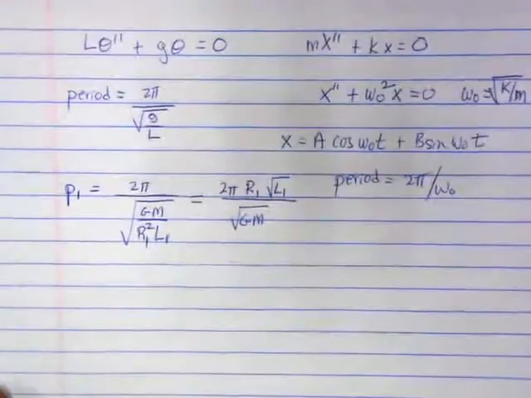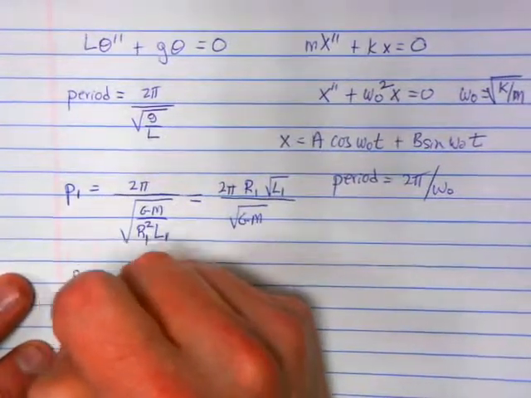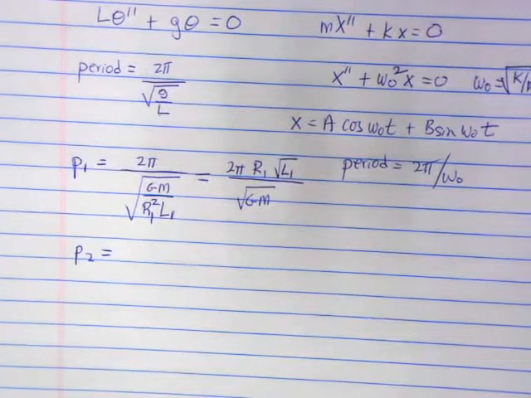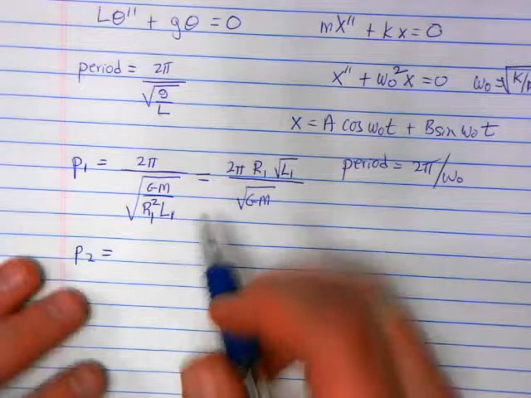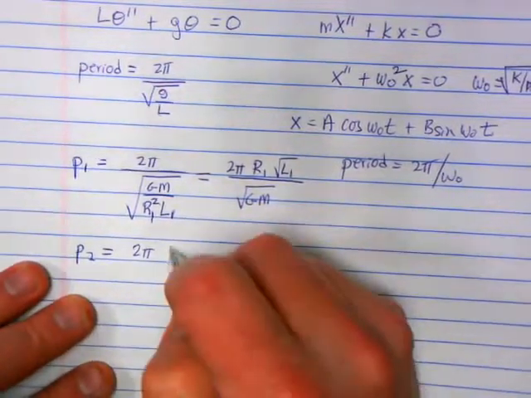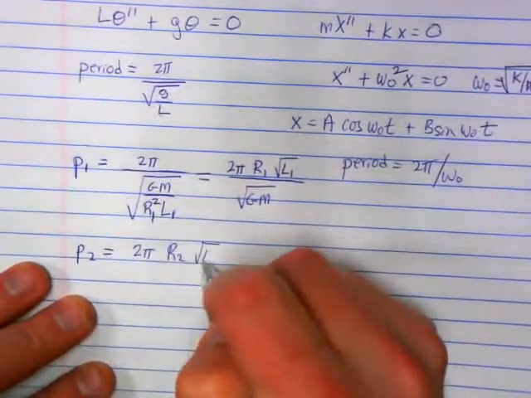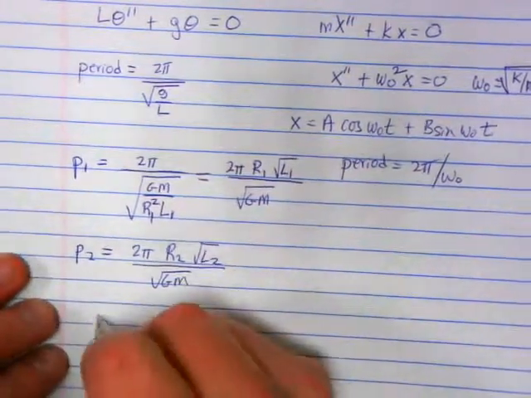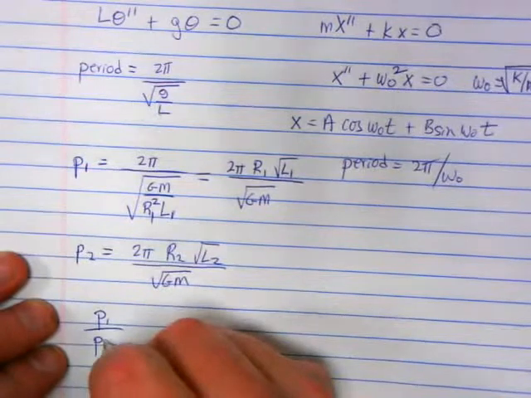All right. By the exact same reasoning, what's P2 going to be? Same thing, except it's going to have R2 and L2. So we have 2 pi times R2 square root of L2 divided by square root of GM. All right, so here's the answer to problem number 5.